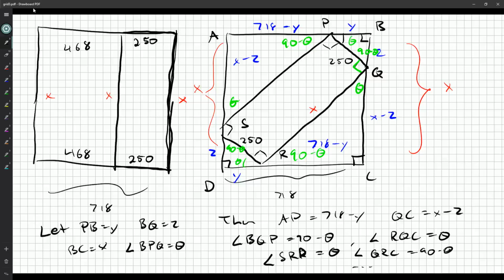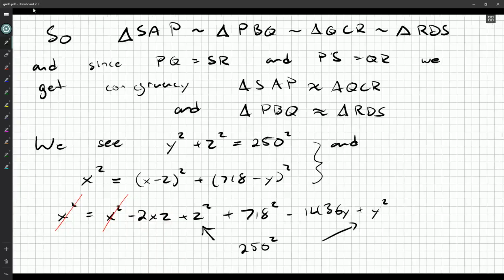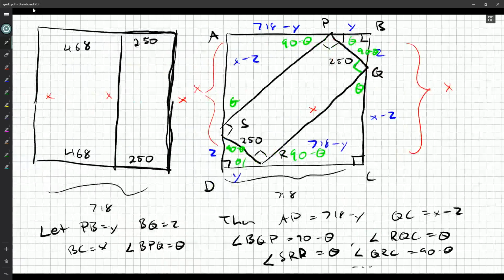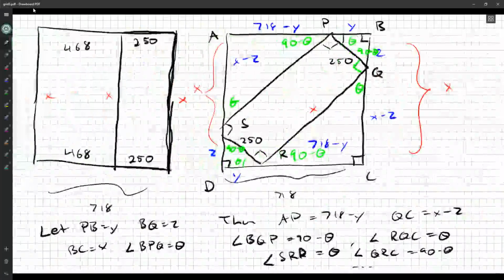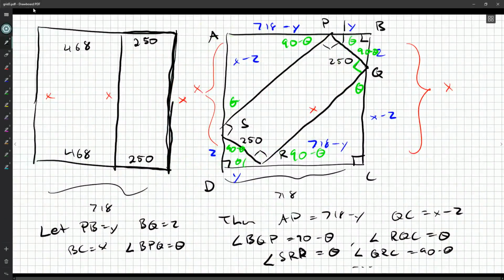What can we do here? Oh, yeah, similarity. Right, similarity. Because we've got similar triangles, so y is to z as x minus z is to 718 minus y.